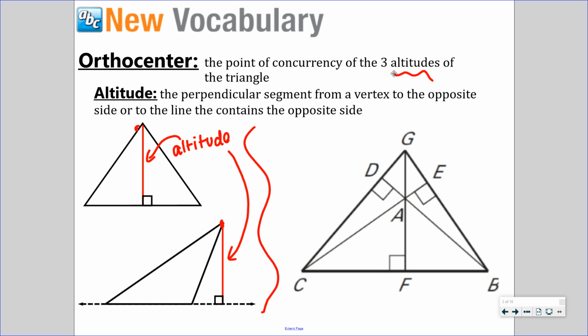So if I look at the altitudes of each vertex, let me highlight these quick. So vertex C right here, it's not an angle bisector.